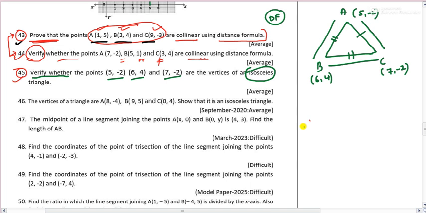If you get that, then you can say yes, it is isosceles, or else no. Similarly, the 46th one: the vertices of the triangle are A, B, C, show that it is isosceles. See, they are asking here to show that. It means you should get any two sides as equal. Understood the difference between verify and show that or prove that? Easy, right?